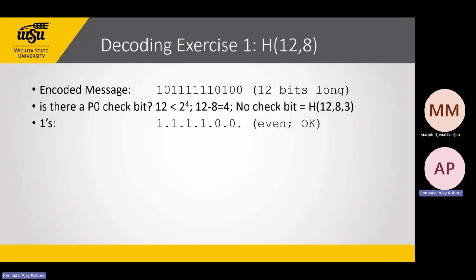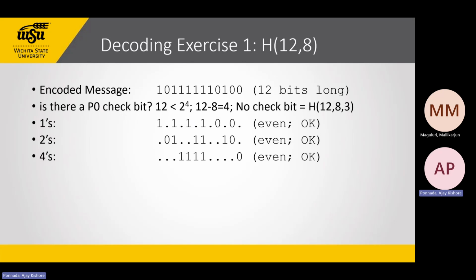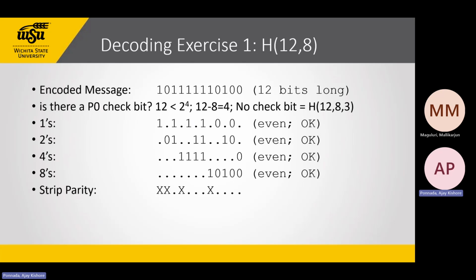It's even, so there is no mistake in the ones. Twos: 0 1 1 1 1 0. It's even, so no mistake in here. Fours: 1 1 1 1 0. It's even, so there is no mistake there. Eights: 1 0 1 0 0. Even number of ones, so no mistake. So strip the parities and you'll get the message we have sent.